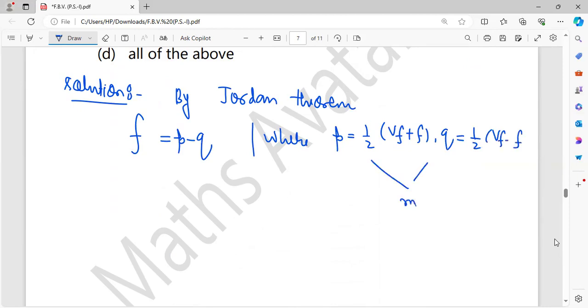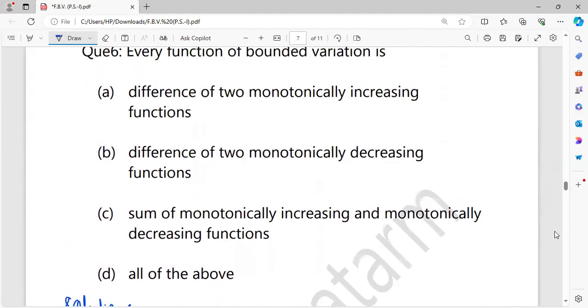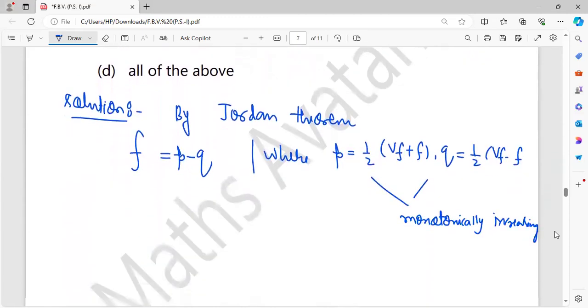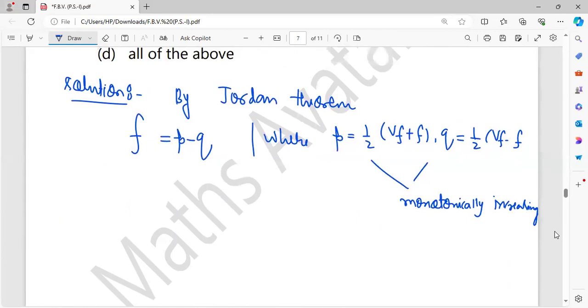P and q are monotonically increasing. So first option is correct. A function of bounded variation can be written as a difference of two monotonically increasing functions. So first option is correct. And now we want to write it as a difference in the second option. It is given monotonically decreasing.